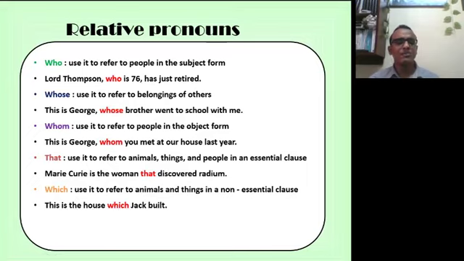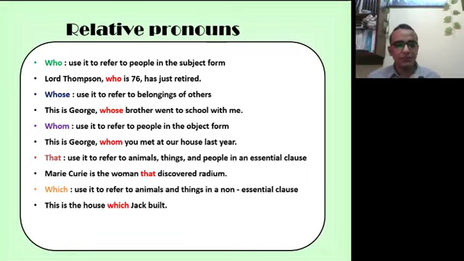For example, when I say that Jack built the house, is this important? No, the house is like there. I don't want to know who built it. Okay, so this is the house. That's it. Which Jack built is like a non-essential clause.